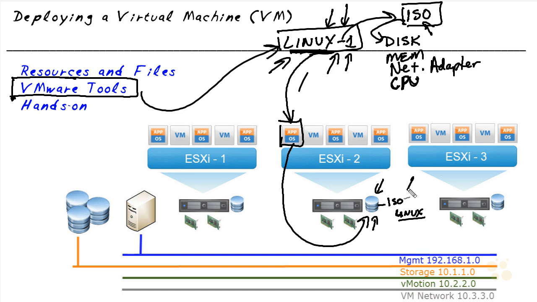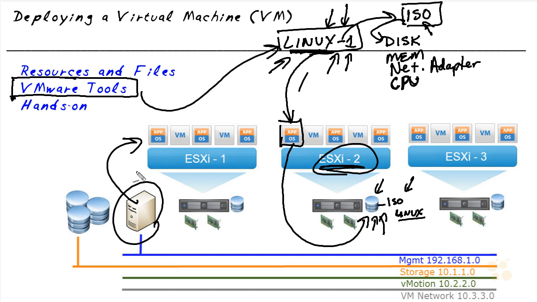So I've got an ISO image that I have copied over to the data store locally on ESXi2. For our demonstration, let's go to our Windows machine. We'll connect to the vCenter server using the vSphere web client, and we'll indicate that we want to create a new virtual machine. It'll ask us some questions about that virtual machine, which we'll answer. And then once it's deployed and running, we'll add the VMware Tools to it and verify that it all works.